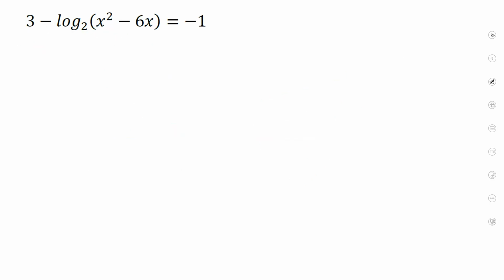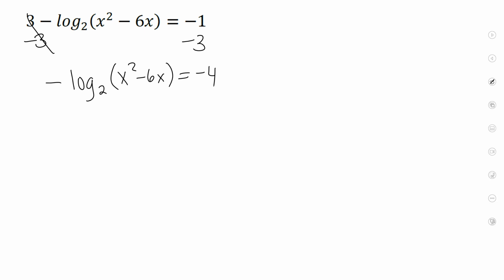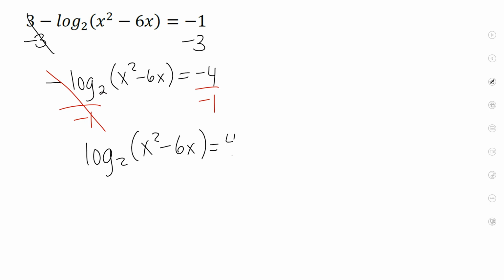Next one. We have to isolate it. So guys, you should have started isolating it. You should have subtracted 3 first. Now we have negative log base 2 of x squared minus 6x equals negative 1 minus 3, which is negative 4. Okay, now get rid of this negative. So divide by negative 1, it cancels out. Divide by negative 1, just make them both positive. So this is log base 2 of x squared minus 6x equals 4.